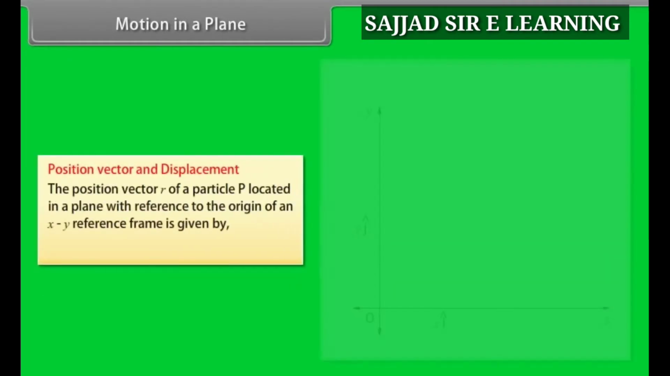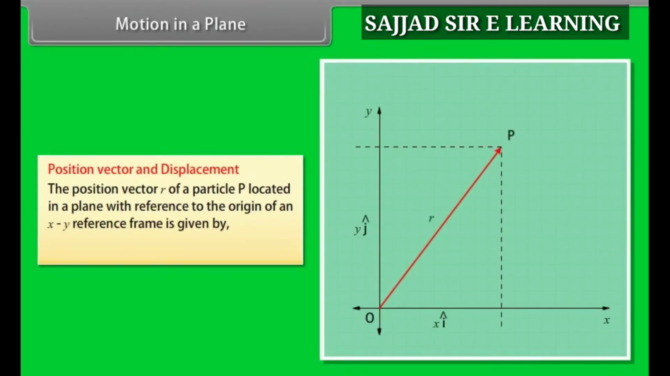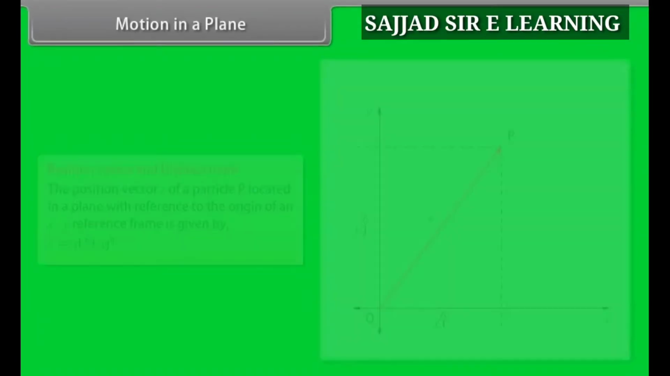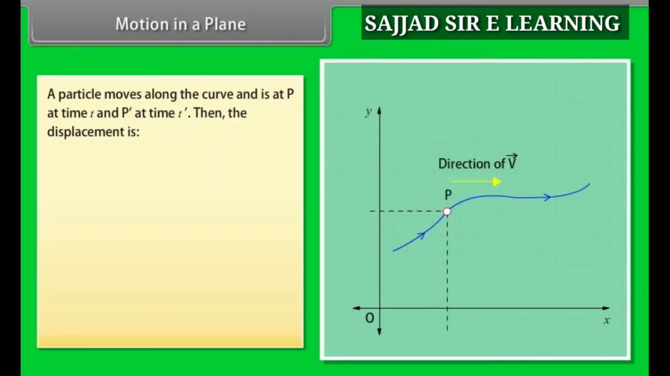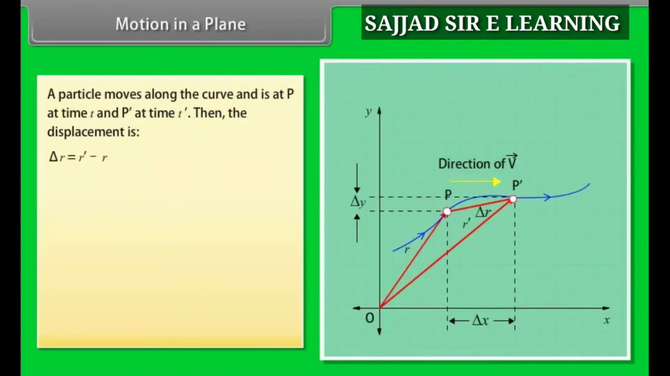Motion in a plane. Let's see motion in two dimensions using vectors, position vector and displacement. The position vector r of a particle p located in a plane with reference to the origin of an xy reference frame is given by r is equal to x i plus y j. A particle moves along the curve and is at p at time t and p dash at time t dash. Then the displacement is delta r is equal to r dash minus r. By putting values, we get delta r is equal to i delta x plus j delta y.